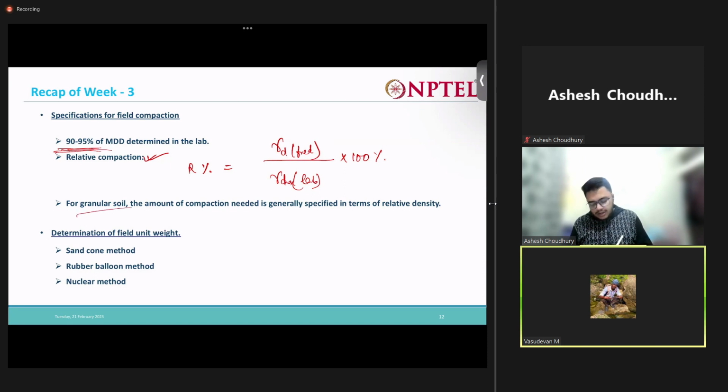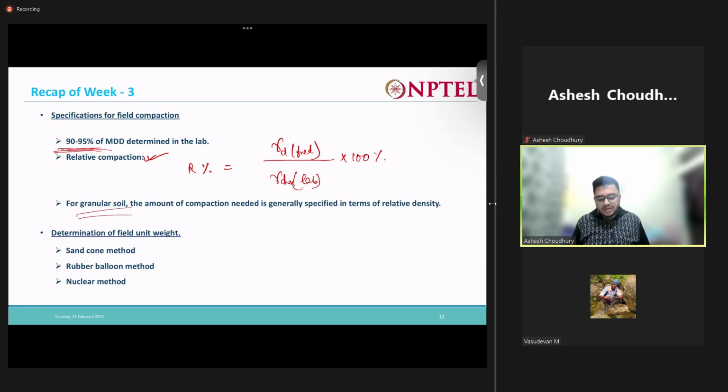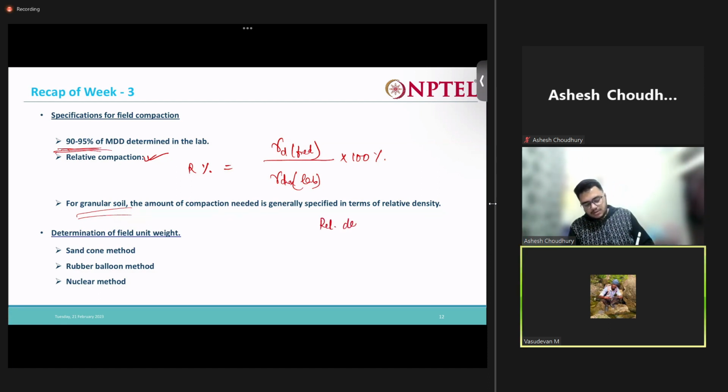So for granular soil, the amount of compaction is generally represented in terms of relative density, right? So generally relative density is used to specify the amount of compaction that is needed for a granular soil. This is for sandy or gravelly kind of soil. So can you tell me what is the formula for relative density, if you remember?